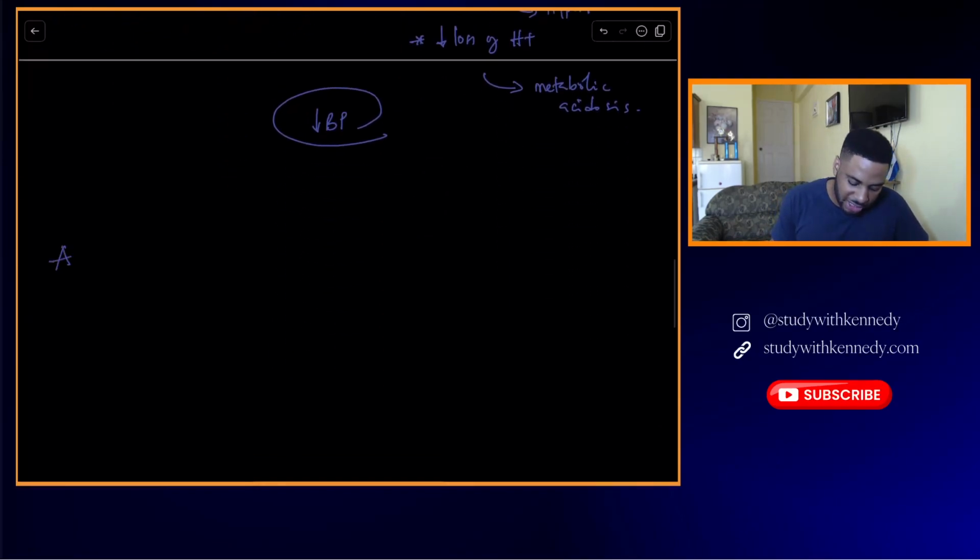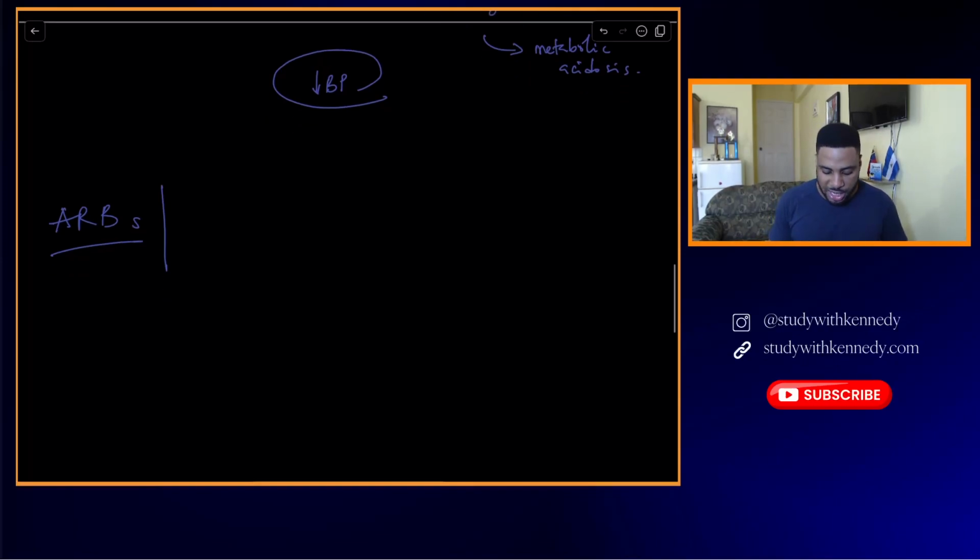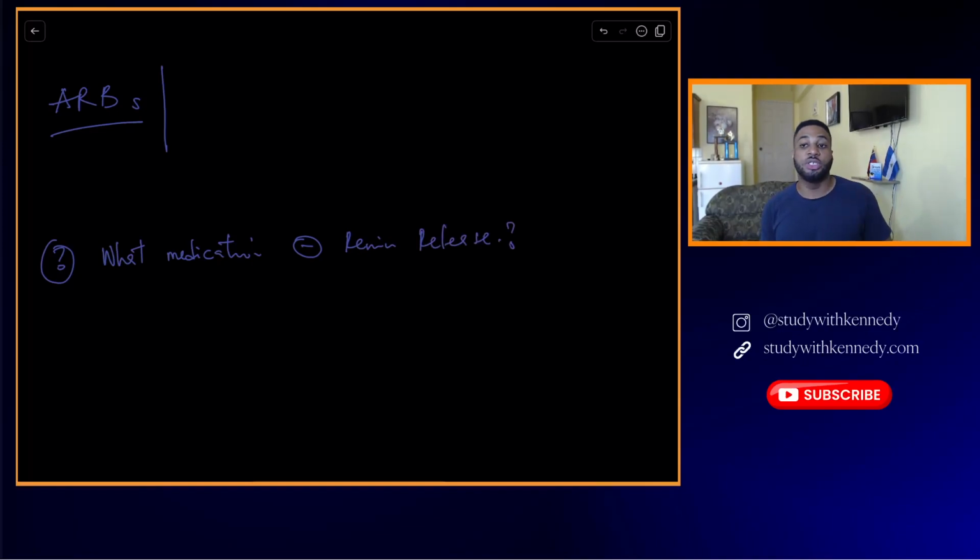And that's the assignment I'm going to give you today, to look up the mechanism of action and side effect of angiotensin 2 receptor blockers, and walk through those as well. And then I have a final question for you. What is the medication that inhibits renin release? I'm almost tempted to shout out the name. What medication inhibits renin release?